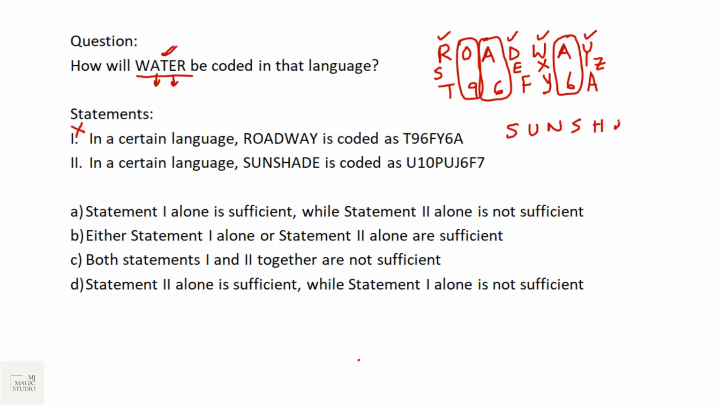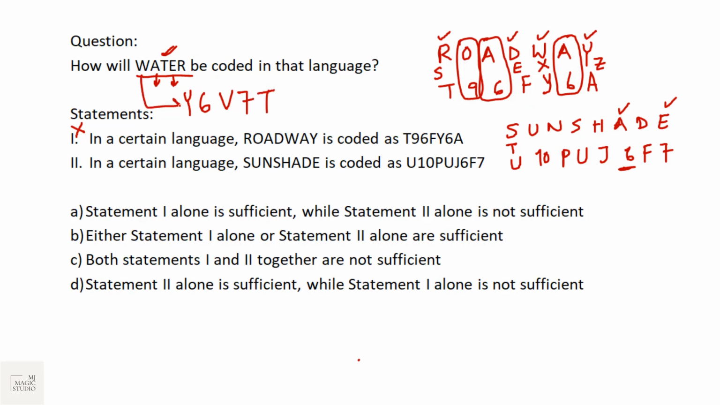Sun, shade. Okay, here both A and E are available. S, T, U. U is 10. Then M N O P, S, T, U, H, I, J. A is 6. D, E, F, and E is 7. So for water, I need W. W, X, Y. A stands for 6. T, S, T, U, V. E stands for 7. And R, S, T.